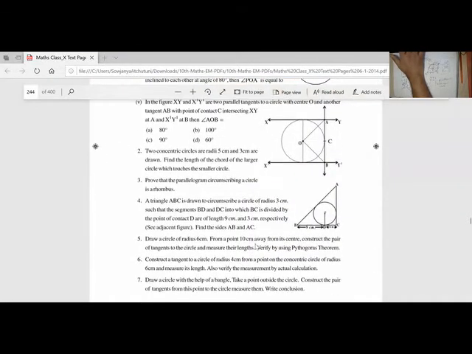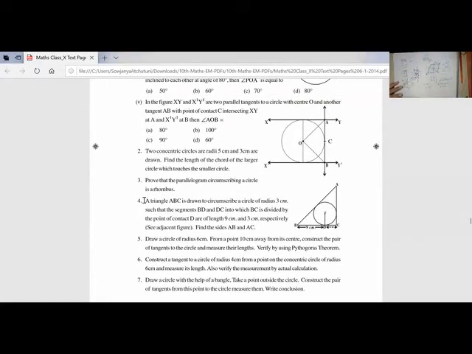We'll continue. We'll go to the next problem, the 4th one. What is it asking? A triangle ABC is drawn to circumscribe a circle of radius 3 centimeters, such that segments BD is 3 centimeters and DC is 9 centimeters. Find sides AB and AC.